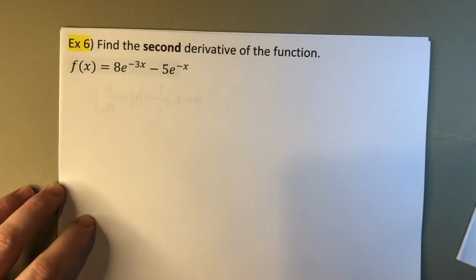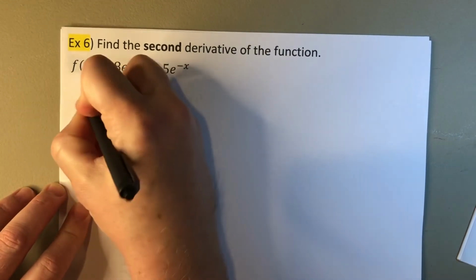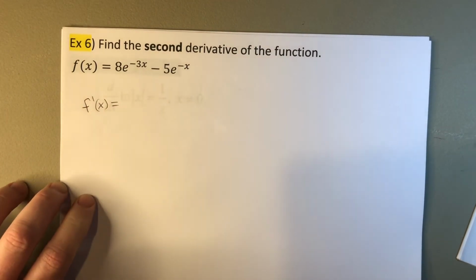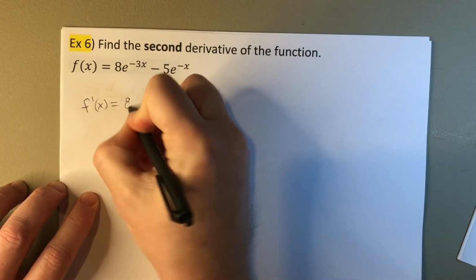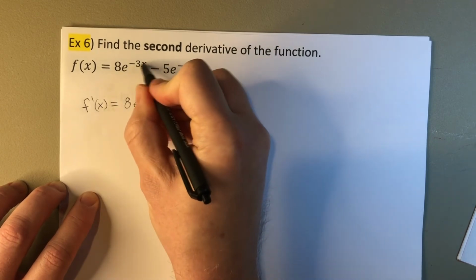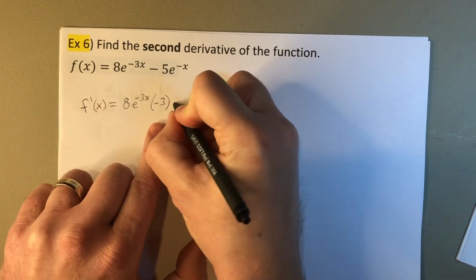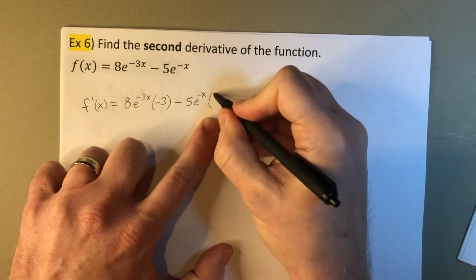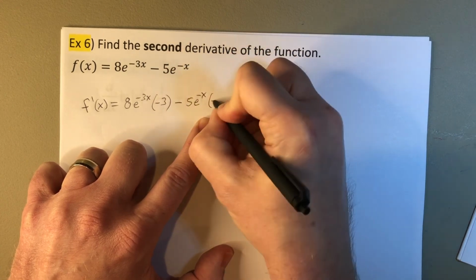All right. Example number 6. Find the second derivative of this function. Well, in order to do that, we have to first come up with the first derivative, f prime of x. So, how are we going to do that? Well, let's see. This first term would be 8 e to the negative 3x times the derivative of this exponent, which is negative 3. That's the derivative of this first term. And then minus 5e to the negative x times the derivative again of this exponent. And the derivative of negative x is just negative 1.